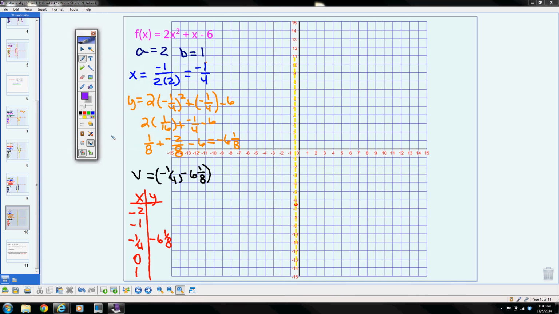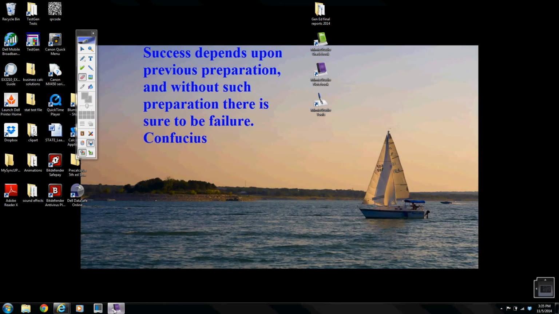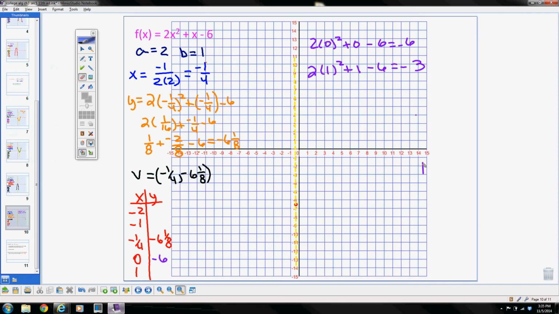If I plug in 0 to the original equation, I get 2 times 0 squared plus 0 minus 6, which is negative 6. I'm going to come over here, put in a negative 6. Then let's try 1. That would be 2 times 1 squared plus 1 minus 6. So that's going to give me 3 minus 6, which is negative 3. Let's go over here and put our negative 3 in.